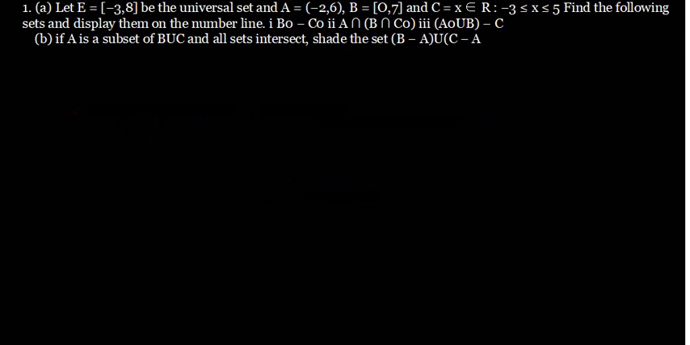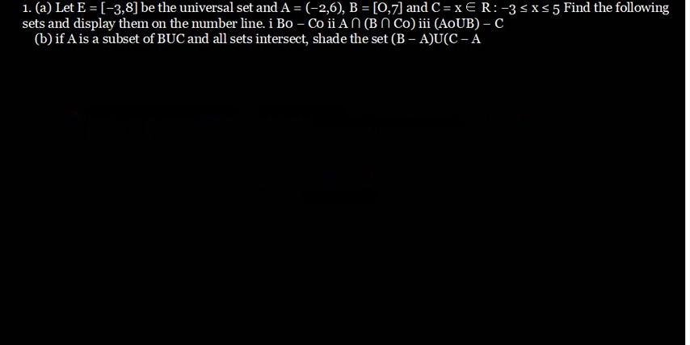Now the first question we have: let E be the universal set, of course, which is running from negative 3 to 8. And then you have A from negative 2 to 6, B from 0 to 7, and C, which has X, a member of the real numbers such that negative 3 is less than or equal to X, which is less than or equal to 5. Find the following and display them on the number line.